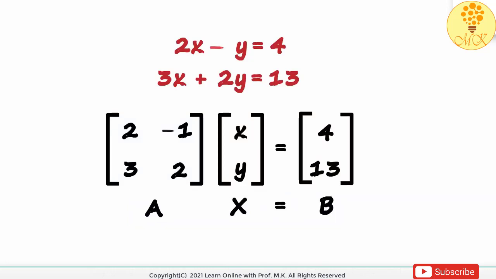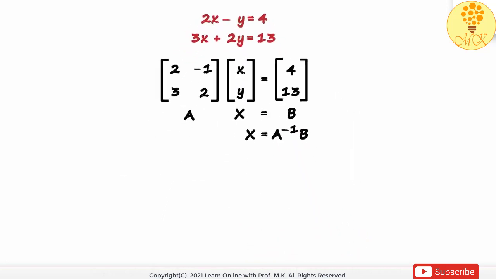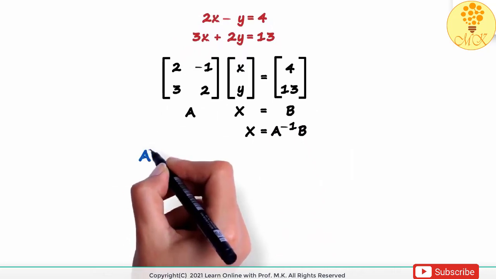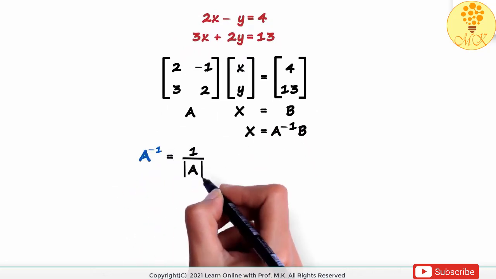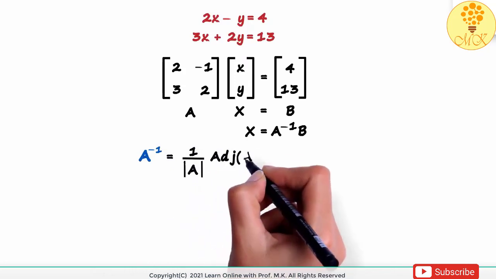So if we multiply both sides with A inverse, we get X on the left hand side and A inverse times B on the right hand side. So what we need is X, as that will give us the values of x and y. We have B and we can find A inverse using the adjoint formula. Let's zoom out and find the value of A inverse. It will equal 1 over the determinant of A times the adjoint of A.